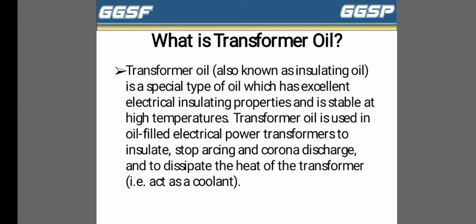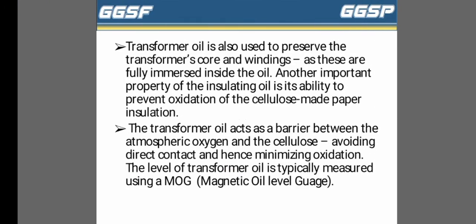Transformer oil is a special type of oil which has excellent electrical insulating properties and is stable at high temperatures. Transformer oil is used in oil-filled electrical power transformers to insulate, stop arcing and corona discharge, and to dissipate the heat of the transformer. The transformer oil is also used to protect the transformer's core and winding.